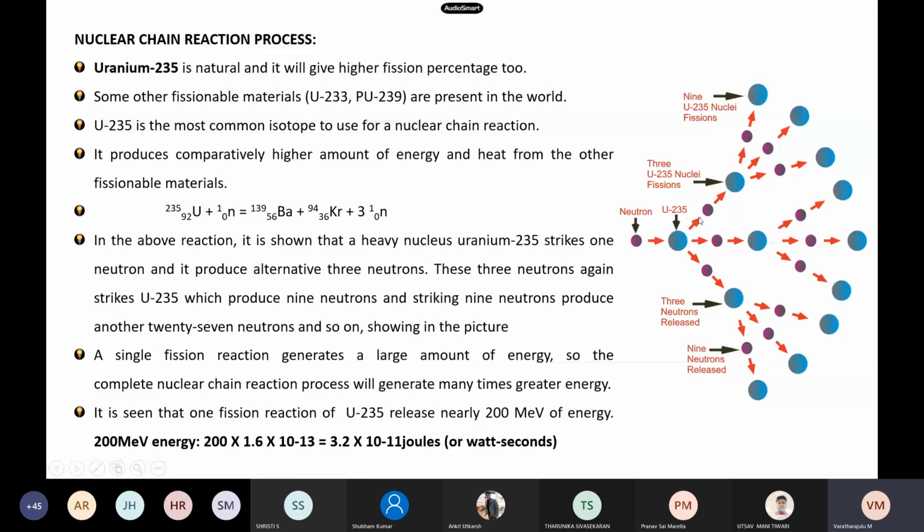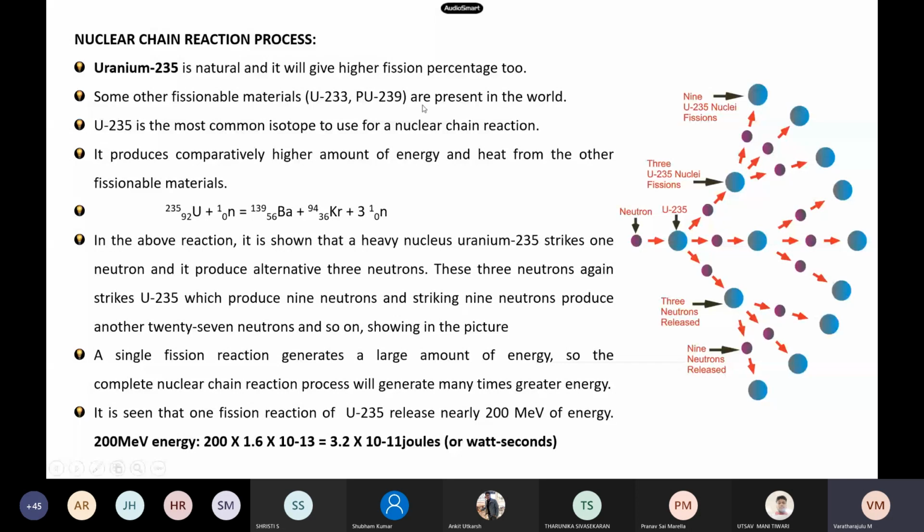Once the neutron bombards the uranium 235, it releases an enormous amount of energy. That energy is used to create power in the case of a nuclear power plant. That is what the study says. Some other fissionable materials are also present, and U-235 is the most common isotope used for the nuclear chain reaction. It produces comparatively higher energy and heat than the other fissionable materials.